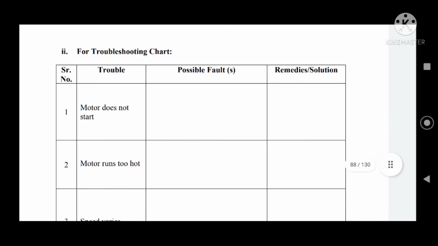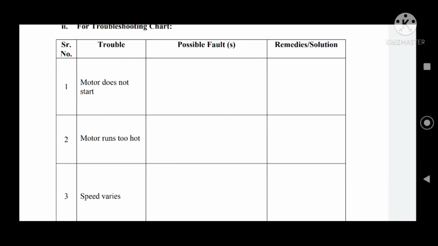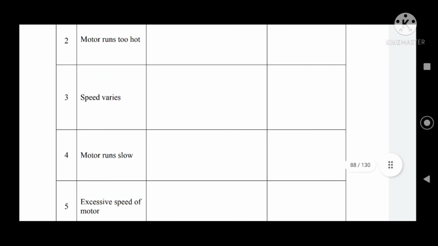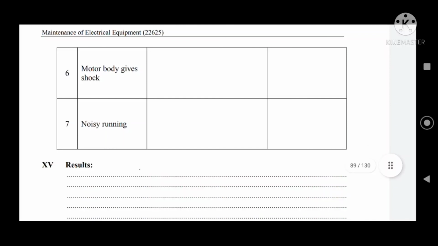Next, for troubleshooting chart, they have given some troubles in your manual, that is motor does not start, motor runs too hot, speed varies, and you have to write down possible fault and remedies or solution for these faults. So you have to write down this information in your manual.